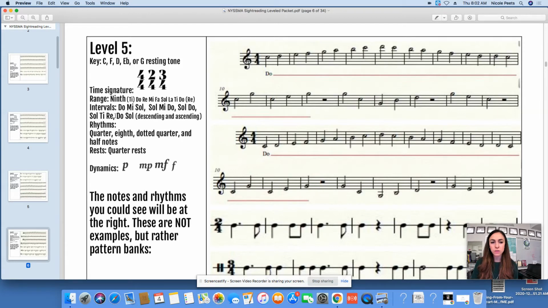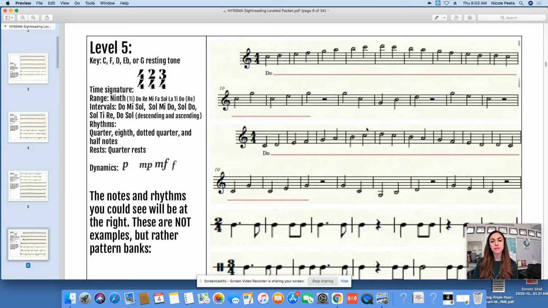Now, when I'm searching for sol, ti, re, what I'm looking for is the opposite of that. So if do, mi, sol is space, space, space, sol, ti, re will be line, line, line. All right, let's see if I can find one that looks like that. Right here, I see skipping notes that are line, line, line. That must be my sol, ti, re. That's just a quick and easy way to check.